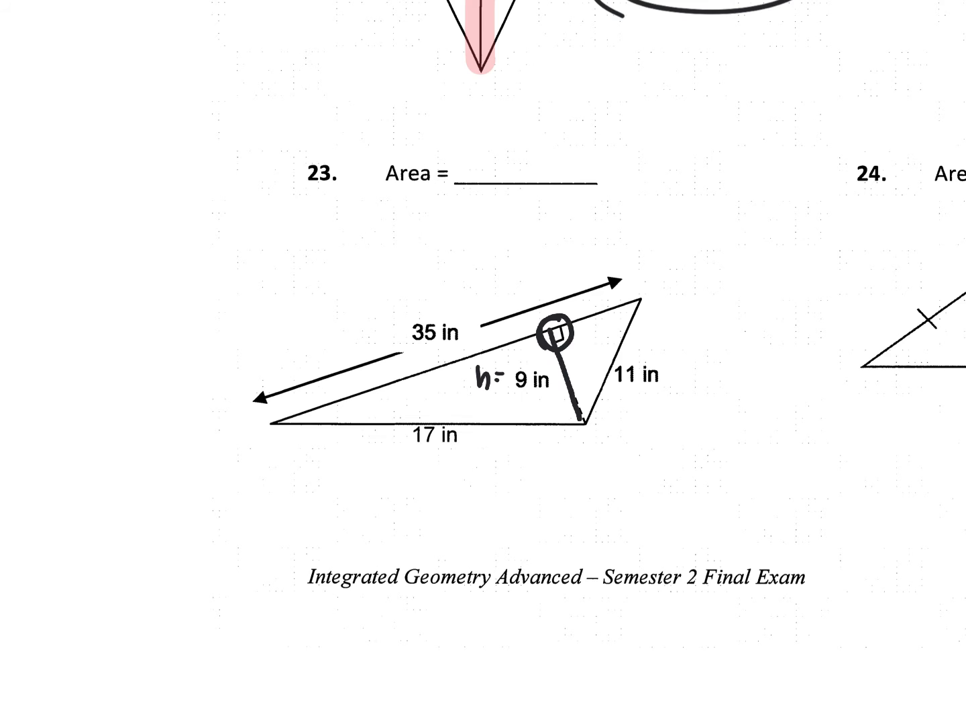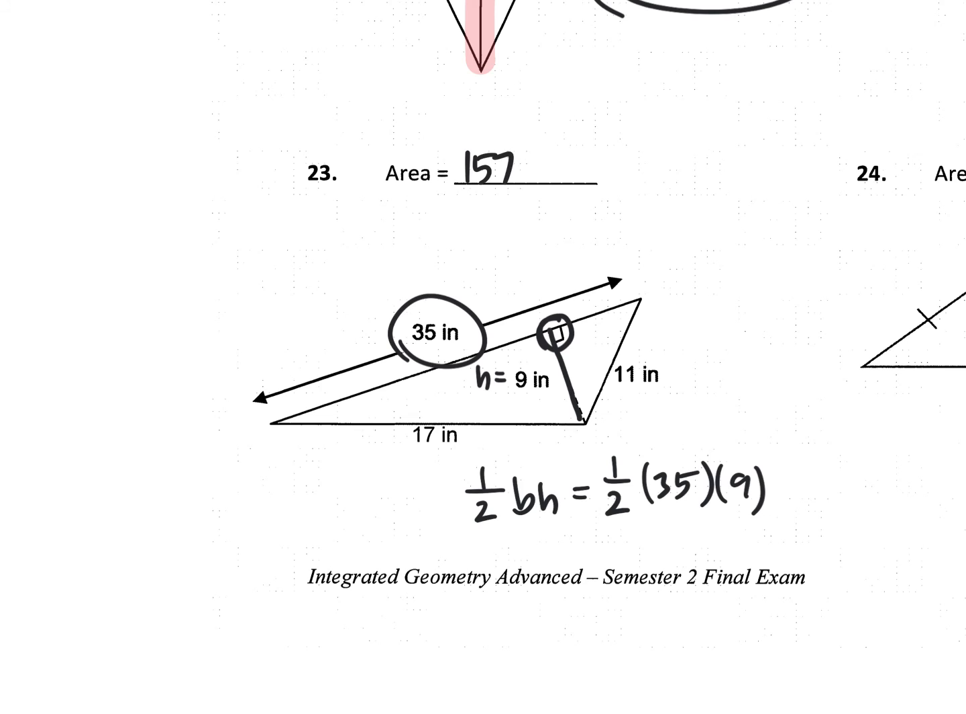Okay, since my 9 inches is my height, I look and see what my base is. My base is not 17. My base is what that 90-degree angle goes to, which is that 35. So the area of a triangle is 1/2 base times height, which for us in this specific problem is 1/2 times 35 times 9. When you plug that in the calculator, you end up with 157.5, and then don't forget inches squared.